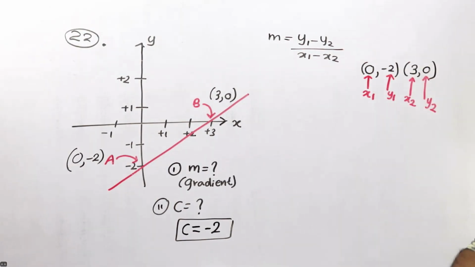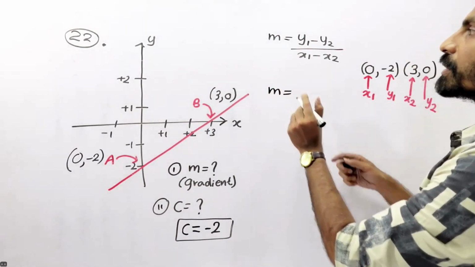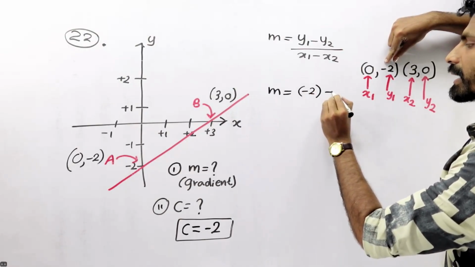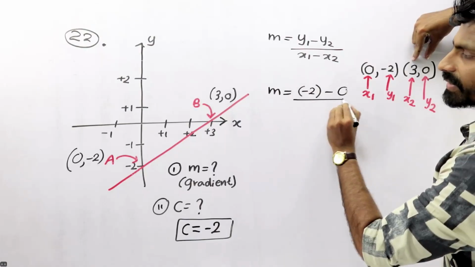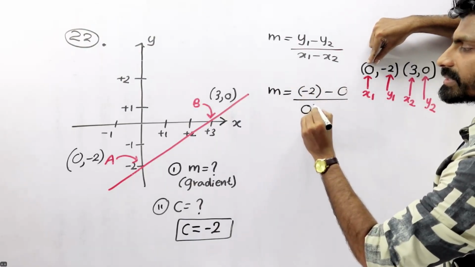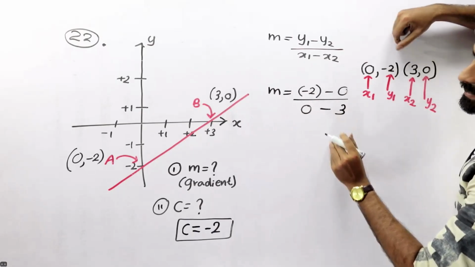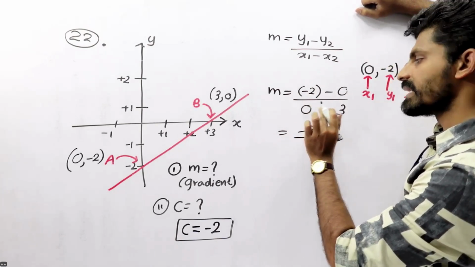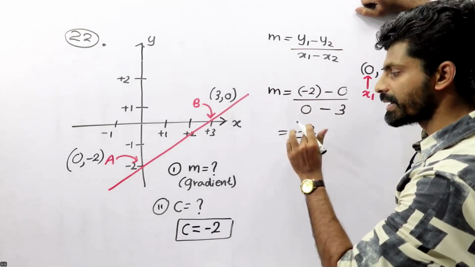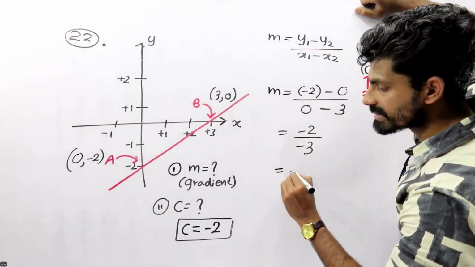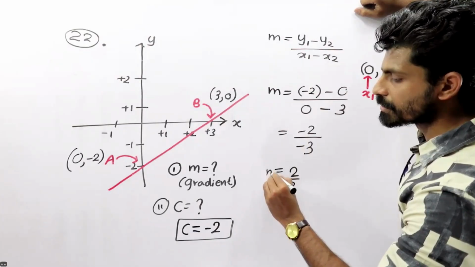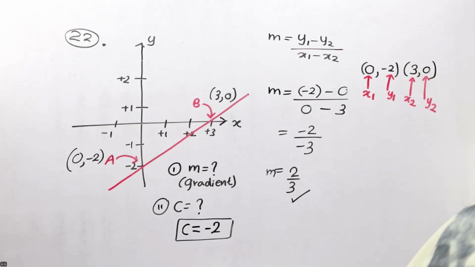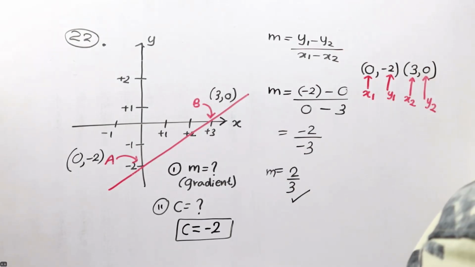Now we can find the values. m equals y1, which is -2, minus y2 over x1, which is 0, minus 3. So -2 minus 0 gives -2, and 0 minus 3 gives -3. Minus divided by minus is plus. So m equals plus 2 over 3. Okay, m equals 2 over 3.